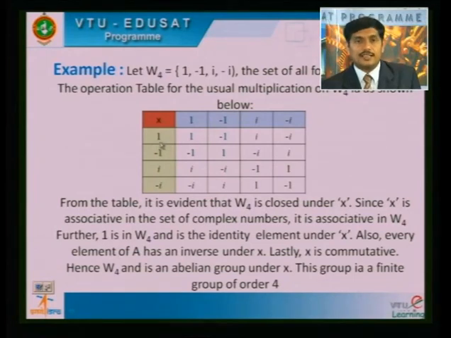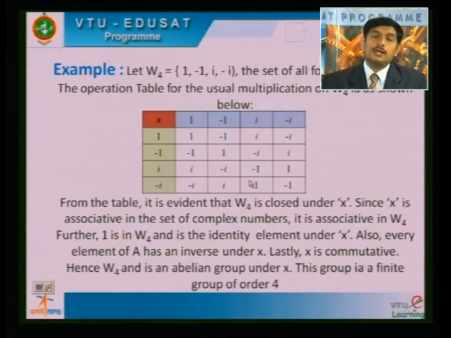Further, here 1 is there, an element which with any element gives the element again, which is known as the identity. Here 1 is the identity element, then for every element of W4 an inverse is there. You can observe here minus 1 inverse is minus 1, i inverse is minus i, minus i inverse is i, therefore it is a group.